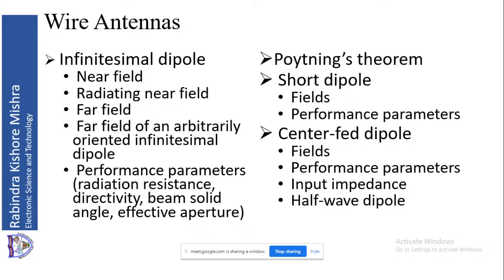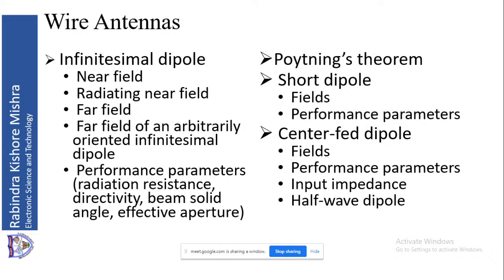What we have discussed is far field of an infinitesimal dipole oriented along z axis. So it can be arbitrarily oriented, along x axis, along y axis, or along any other axis. So find out that. That can be a long question. Performance parameters: what are the performance parameters? Radiation resistance, directivity, beam solid angle, and effective aperture for an infinitesimal dipole. These are the four performance parameters which are important from examination point of view.